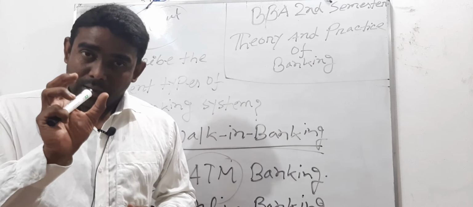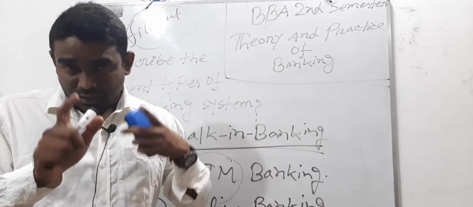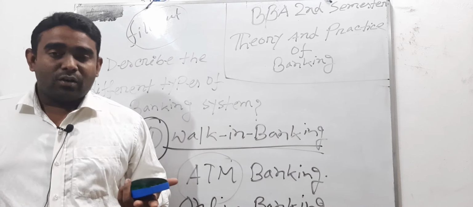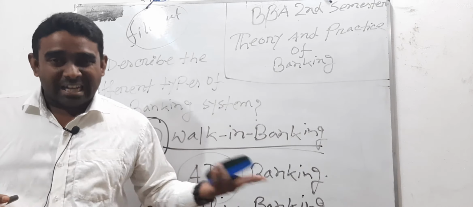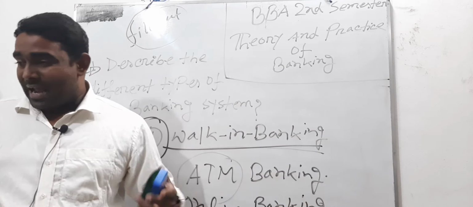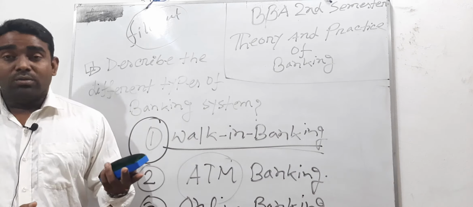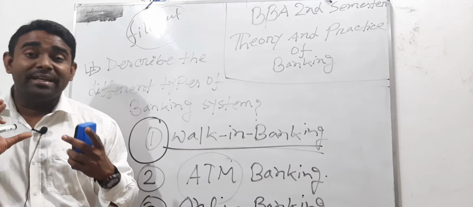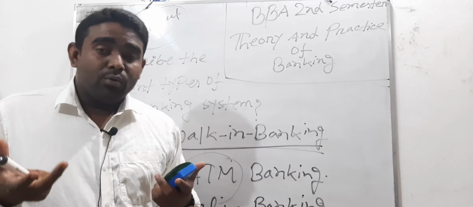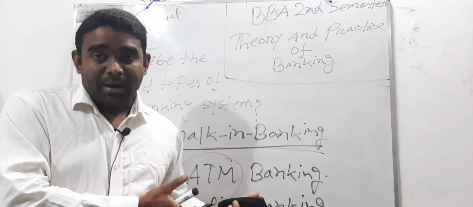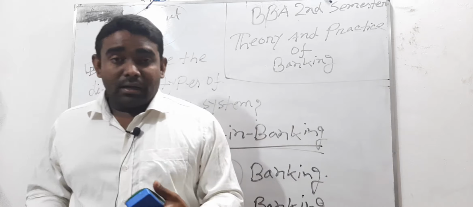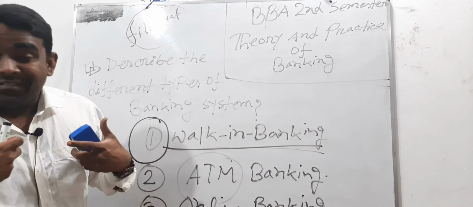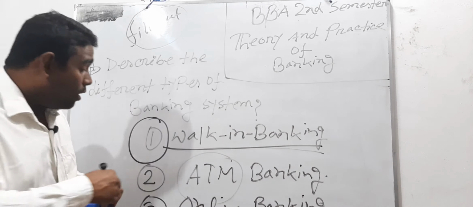That means you will get a PIN code, and using this PIN code on the internet you will pay your bills, gas bills, electric bills, and as well as request loans and invest money, and withdraw money. That is called online banking. That means using the internet you are paying your bills, you are withdrawing money, and you are requesting loans and investing money. So that is called online banking.